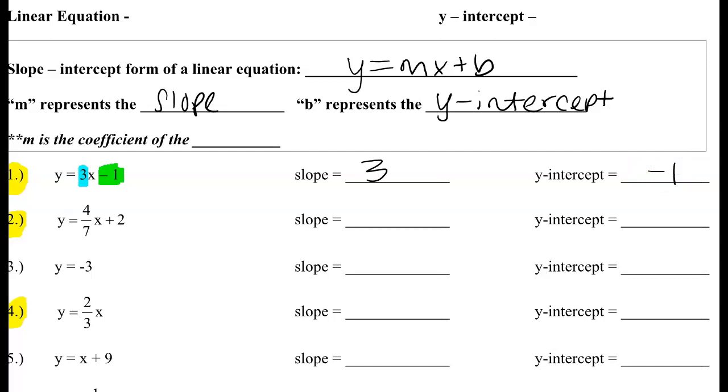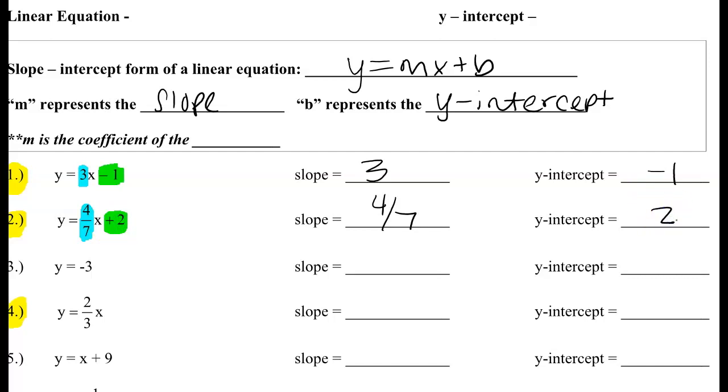So for this next example, again, we're looking for the number that's in front of the x to represent the slope. So let's locate the x. Here it is. The number in front of it is 4 over 7, 4/7. So that's our slope. And then our y-intercept is basically just the other number. So we have a +2 over here. Then that means our y-intercept is a +2.